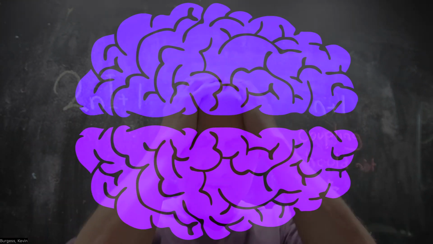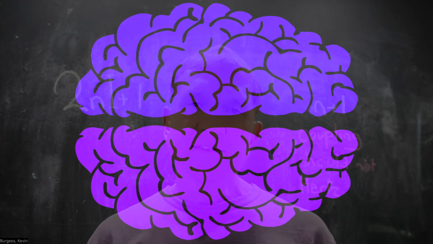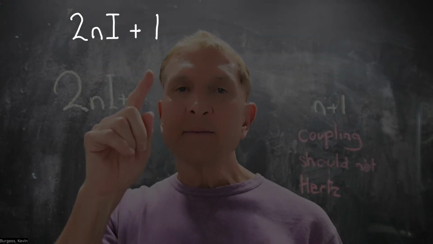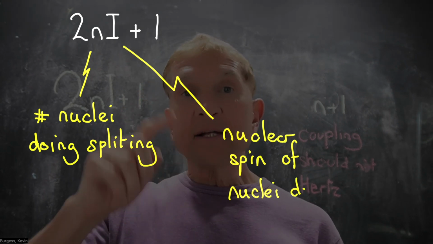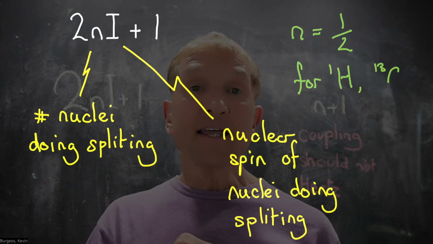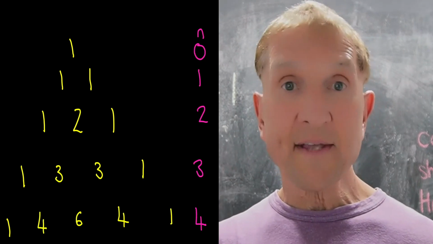Even if your brain is full and you don't quite understand coupling, make room for this. 2nI plus 1 always simplifies to n plus 1 when I is a half. Intensities ideally follow Pascal's triangle.